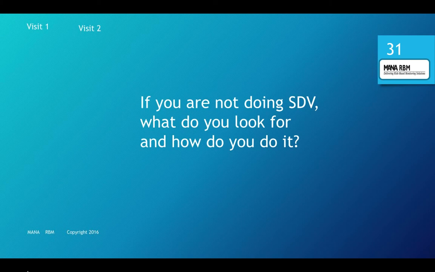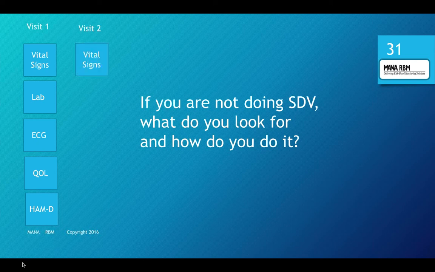So if you're not doing SDV, what are you doing and how are you doing it? Let's look at this. Right now, for a visit, you look at your vital signs, then you look at your labs, then you look at the ECGs, then you look at your quality of life and your HAM-D. Those are all different forms within your ECRF. And you look at each individually, and separately. Then when you get to visit 2, you start doing the same thing. So you look at the vital signs for visit 2 and the labs and the ECGs, quality of life, and HAM-D.